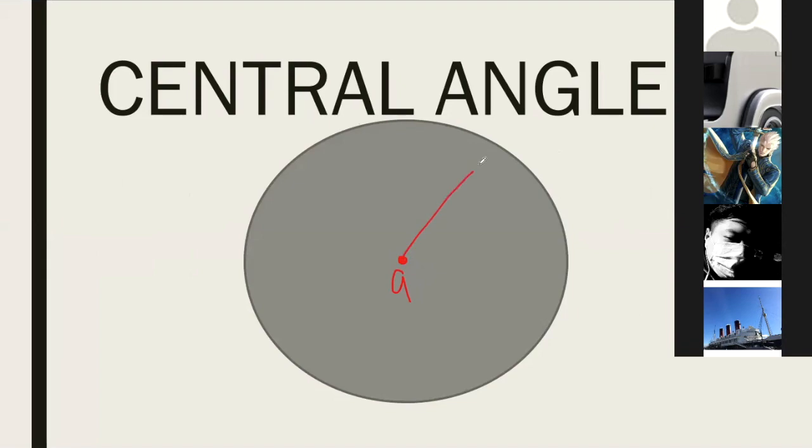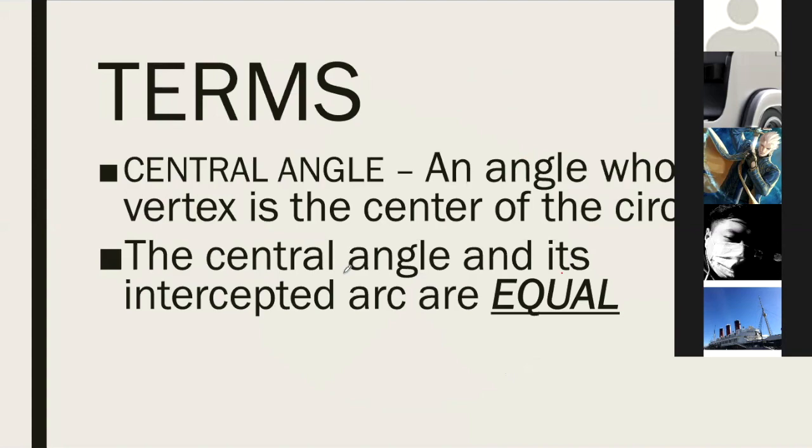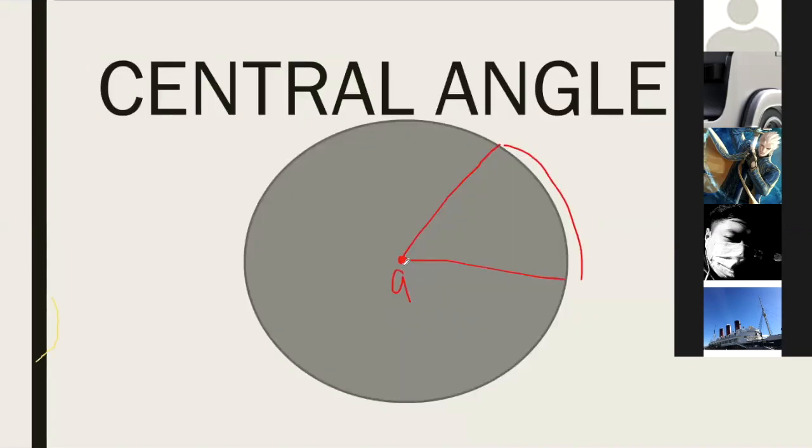So, intercepted arc ay ibig sabihin kung saan siya nag-intersect, kung saan siya connected. So, yung arc na to at yung angle na to ay equal. Kasi nakalagay dito, the central angle and its intercepted arc are equal. So, halimbawa, kung yung angle na to ay 70 degrees, the arc of a central angle is also 70 degrees. They're always equal when it's a central angle. So, central angle and intercepted arc are always equal. Next.